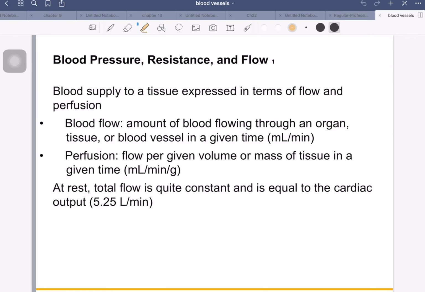In this video, we'll introduce the basic concepts around blood pressure, resistance, and flow. And over the next few videos, we'll go into it in much greater depth. But let's start with some basic terminology.